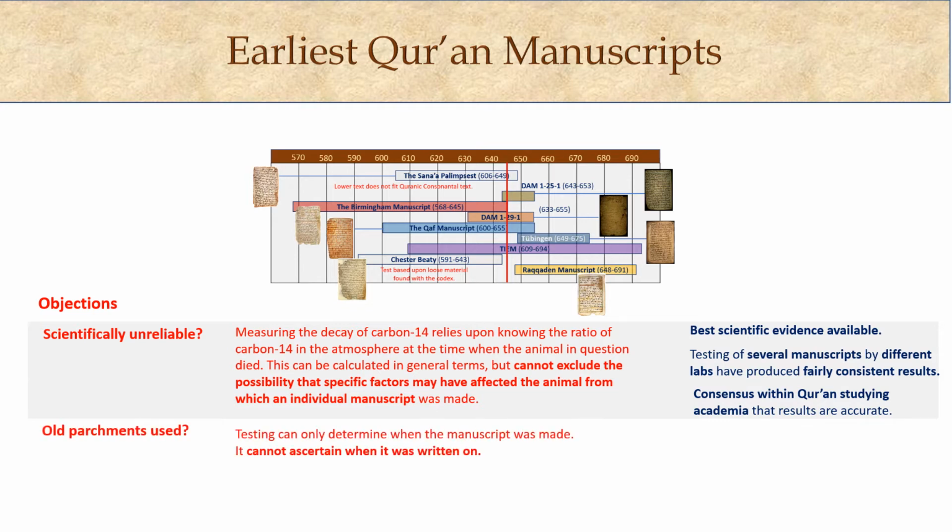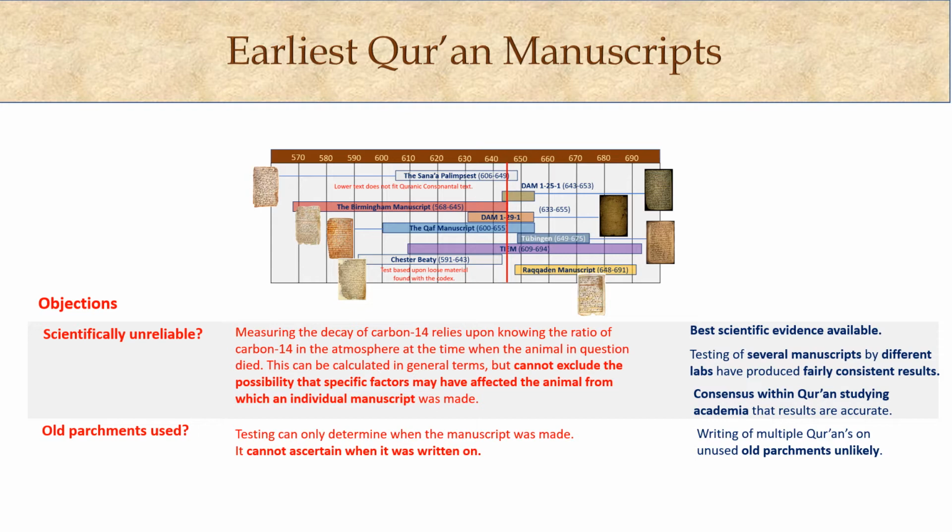A second argument that is sometimes made is that testing like this can only determine when the parchment was created. It cannot ascertain when it was written on. In other words, these Qur'ans may have been written on old parchments. Well, this seems to me very unlikely.